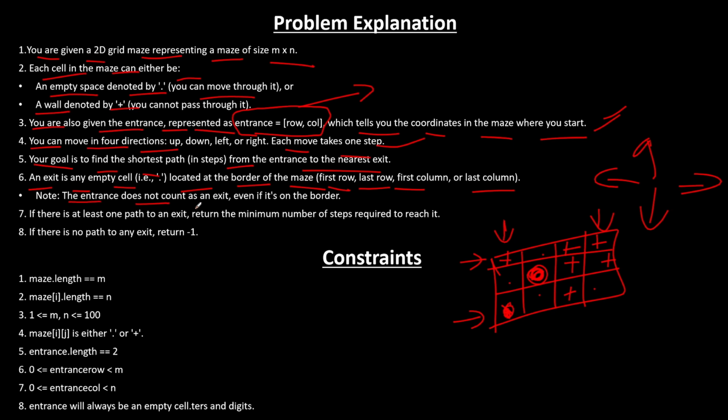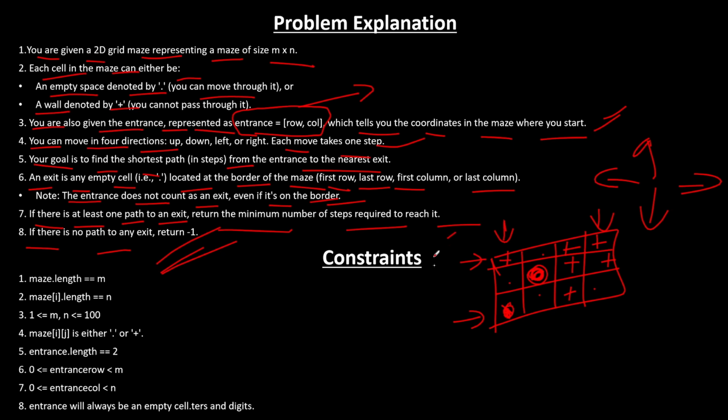The entrance does not count as an exit, okay? Just keep that in mind, even if it is on the border. If there is at least one path to an exit, return the minimum number of steps required to reach it. If there is no path, just return -1. That's the question. The question is pretty simple.